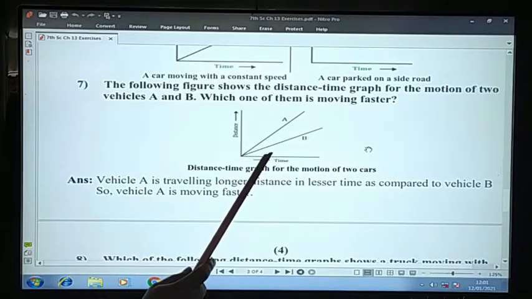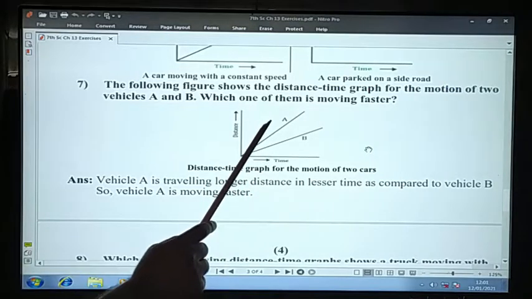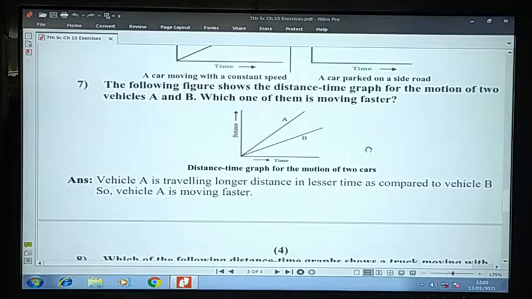If you are going to measure after 5 seconds, the distance covered by vehicle B is here. Again, the distance covered by vehicle A is over here. So the distance covered by vehicle A is more. That means vehicle A is moving faster. Now next one.